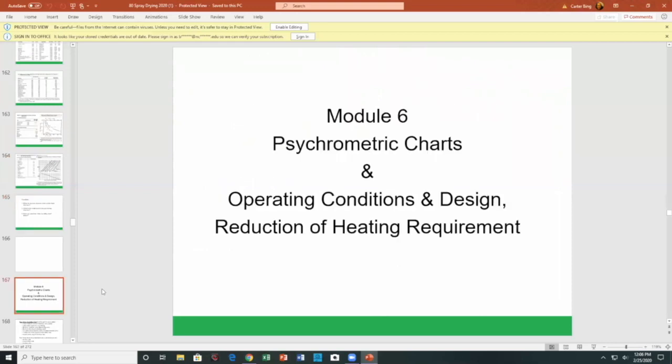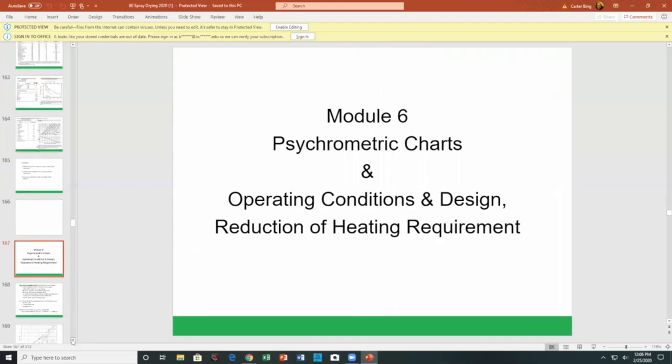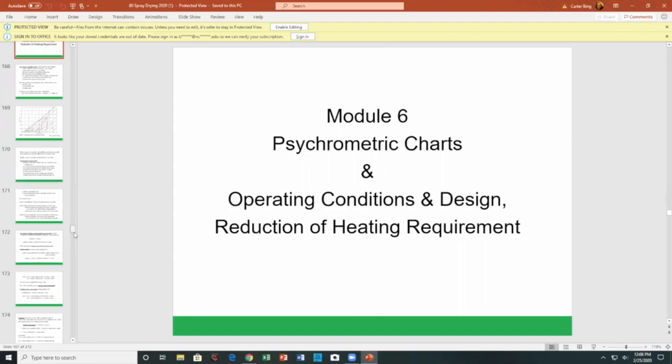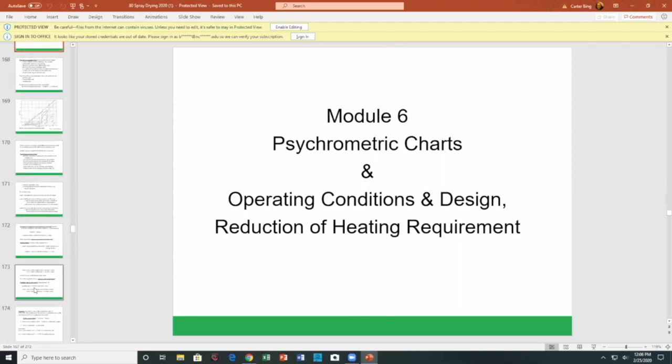Psychrometric charts, yes. Again, the following is really from my general drying course. I won't need to go through these simple calculations that were done in my drying course.